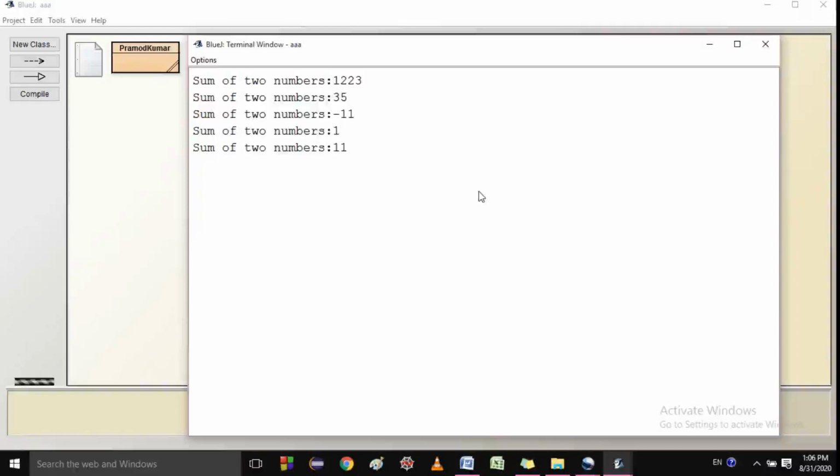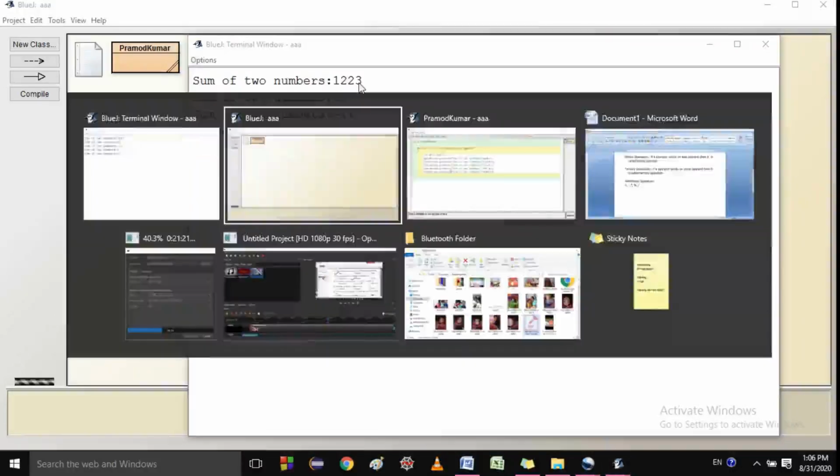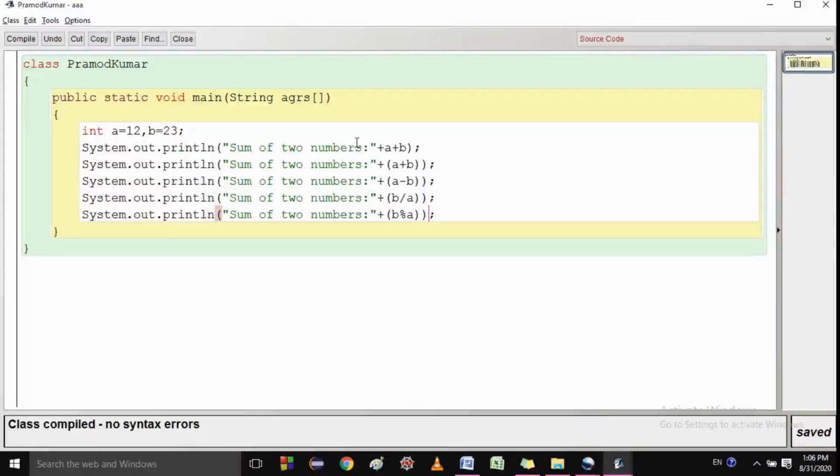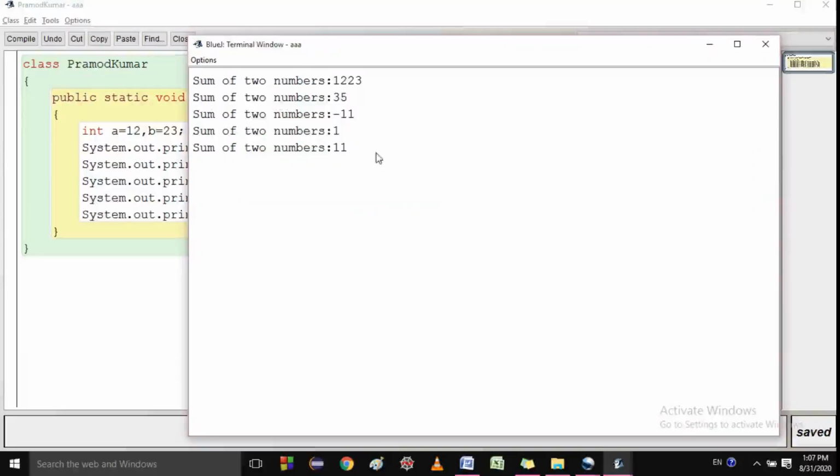So you got the answer 1223. So just check the code here. As I said, if you are not writing the bracket here, then 12 is just concatenating. Concatenating means it is not adding, just attaching. Concat means attaching. So it is attaching string to integer and integer to integer. So 12 plus 23 means it is attaching to 12 23. So you will get the answer, sum of two numbers 12 23. You just see the answer.